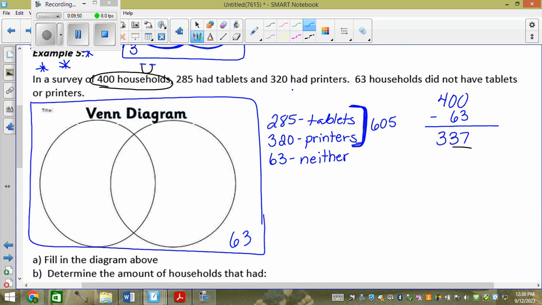I only have 337 people left to own a printer or a tablet. However, there are 605 names put into the bucket for 337 spots. Is there any way I can figure out how many of them doubled up? Yeah.